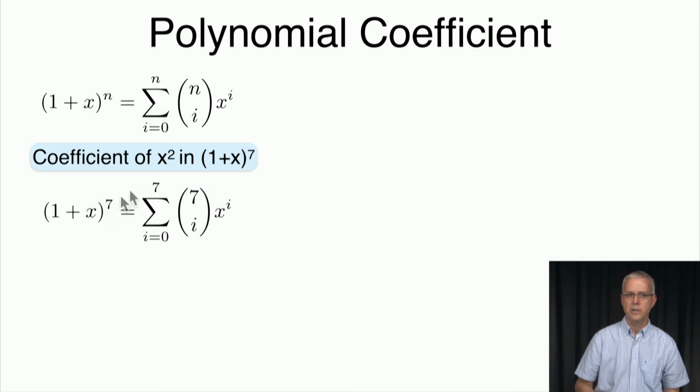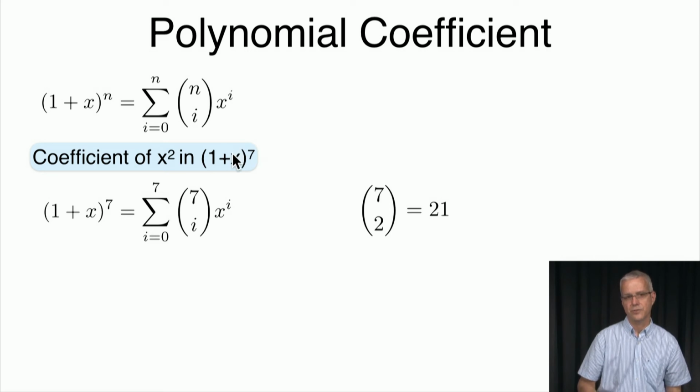Okay, and what is the coefficient of x squared? We need to look at the coefficient of x squared here, and that's going to be just 7 choose 2. Okay. And 7 choose 2 is 7 times 6 divided by 2, which is 21. And one could multiply this out and verify that the coefficient of x squared is 21.